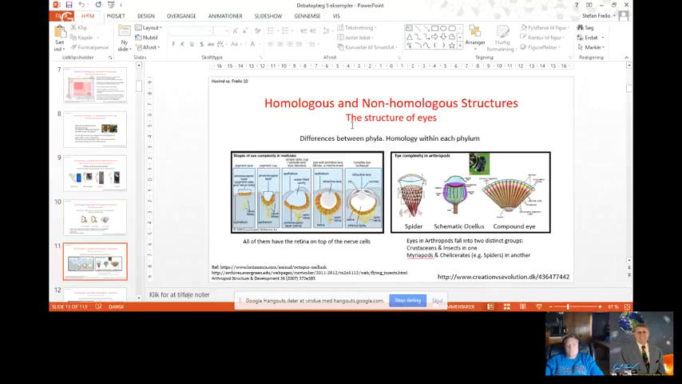Here to the left, I have found a picture of various different mollusk eyes of different complexity. Yeah, we can go back to that if you want to, but the main part of that is that all of them have this structure with the retina on top of the nerve cells, regardless of what the structure is otherwise.